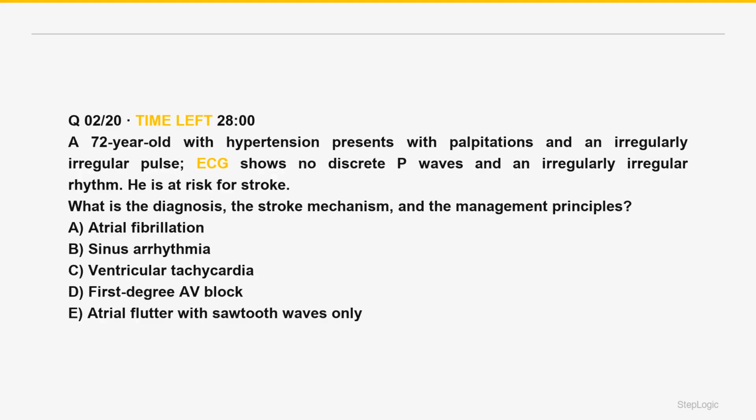What is the diagnosis, the stroke mechanism, and the management principles? A 72-year-old with hypertension presents with palpitations and an irregular pulse. ECG shows no discrete P waves and an irregular rhythm. He is at risk for stroke. Read the command: diagnosis, stroke mechanism, management. Irregular, no P waves, stroke risk: atrial fibrillation. Atrial stasis leads to thrombus, leads to embolic stroke. Rate or rhythm control plus anticoagulation.